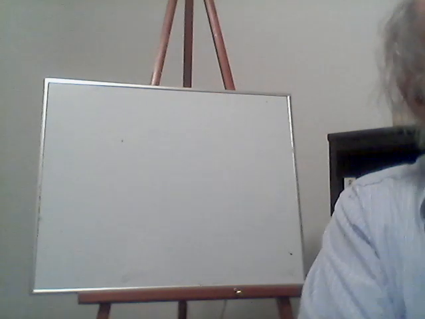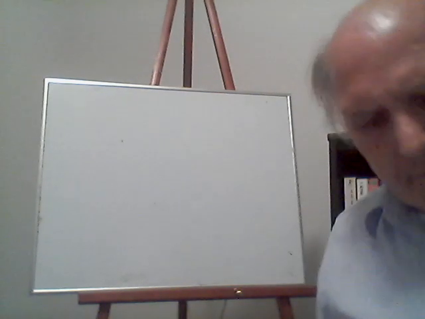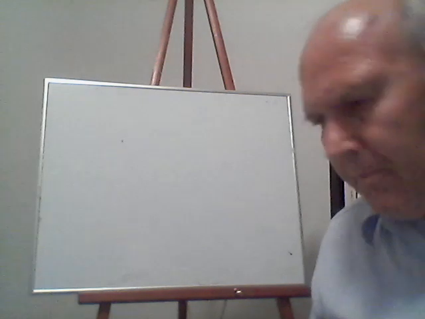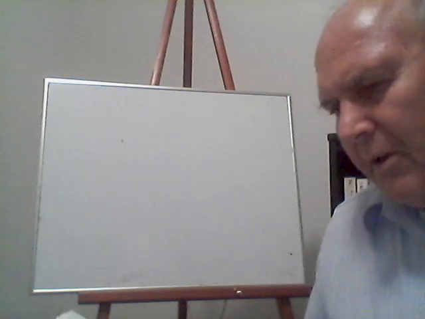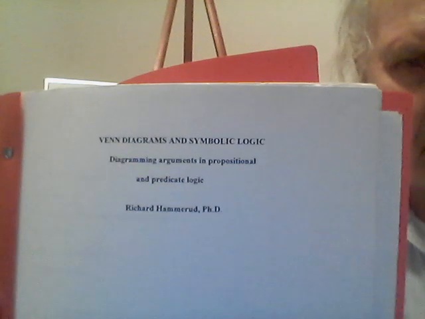It's based on a book I wrote, which has been copyrighted. It hasn't been published, but it's been copyrighted. It's called, I'll show a picture of it, Venn Diagrams in Symbolic Logic: Diagramming Arguments in Propositional and Predicate Logic. So it's about 90 pages, and I'll show you. That's one example.